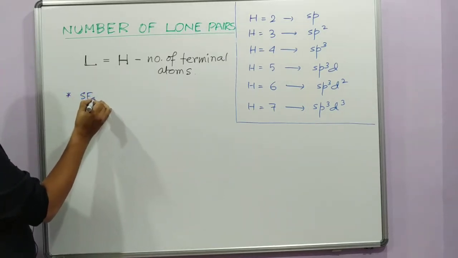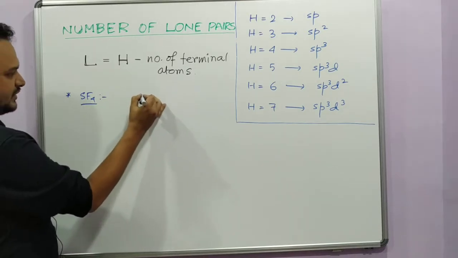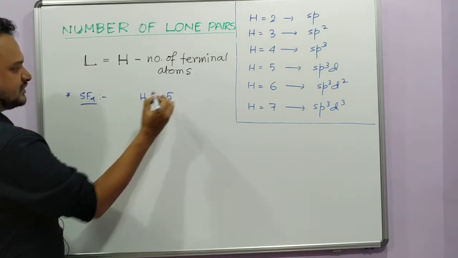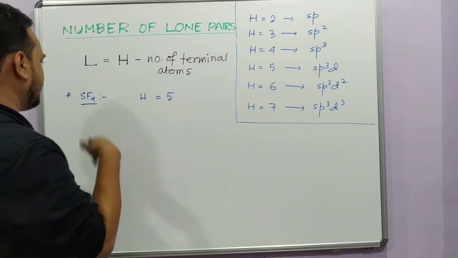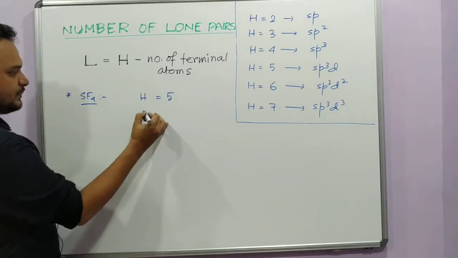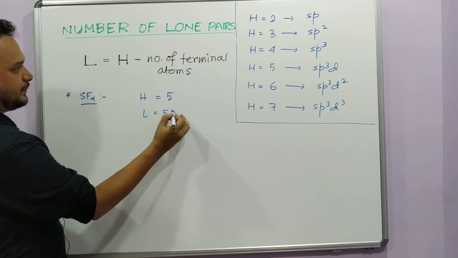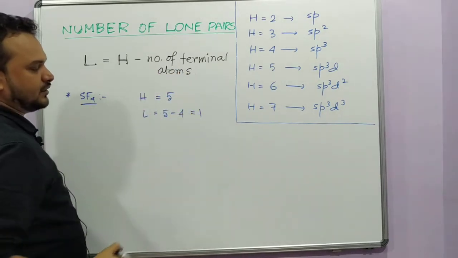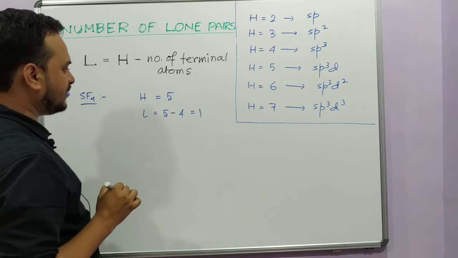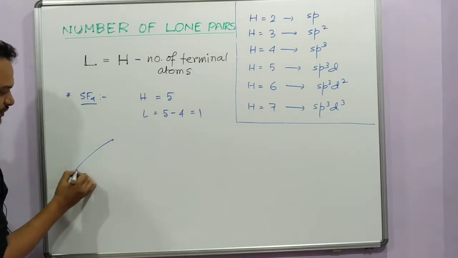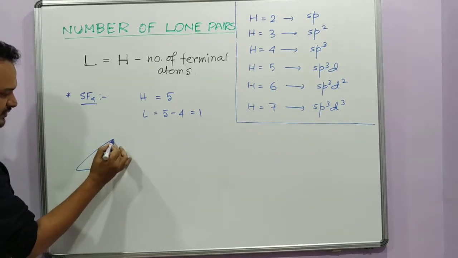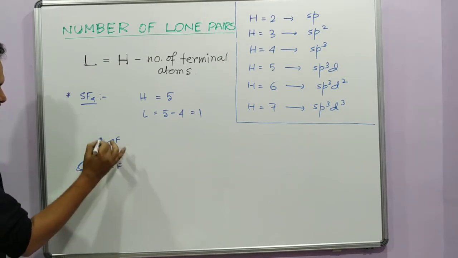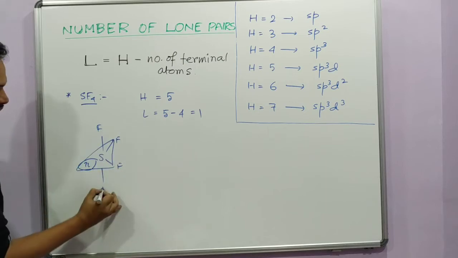SF4, we have already discussed it. So here the H value for the sulfur atom comes as 5, because it is sp3d hybridized. We have already calculated it. So what will be L? L will be equals 5 minus how many terminal atoms are there? 4. So that is 1. So in SF4 there will be only one lone pair, and I have shown you this already. The structure looks like this. This one is the lone pair, and this way there are the 4 atoms, right?